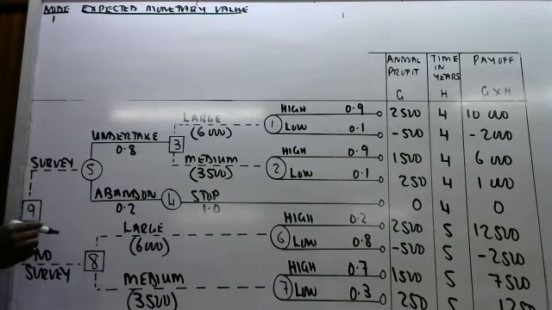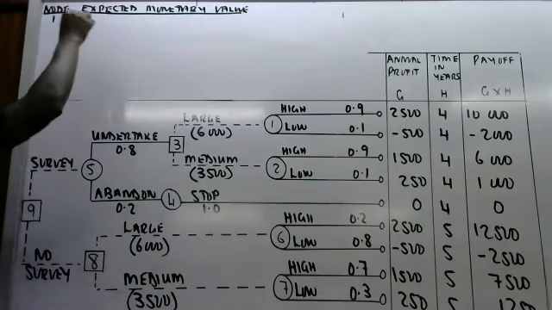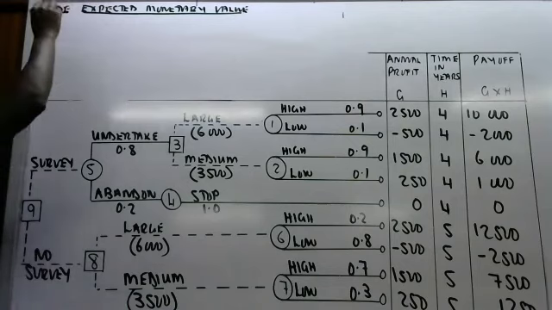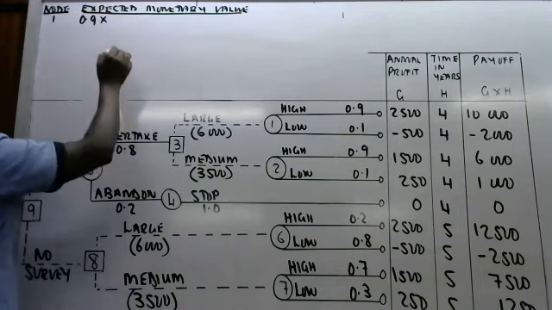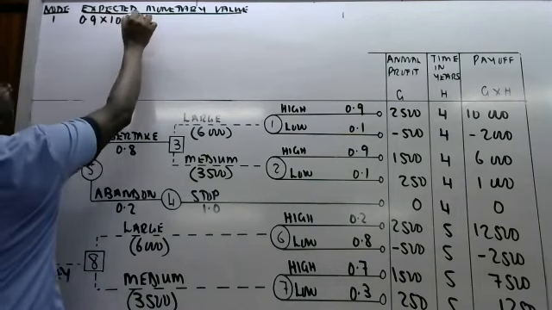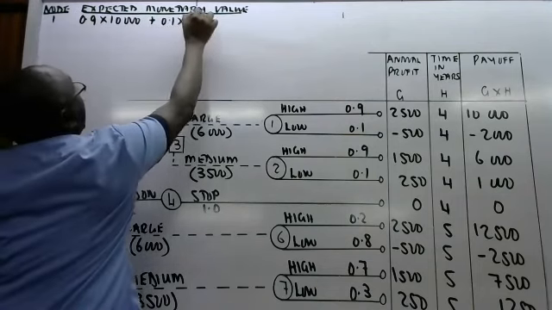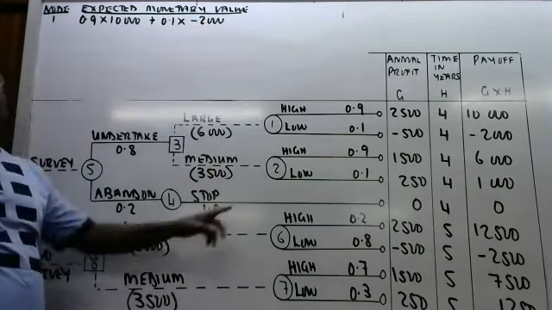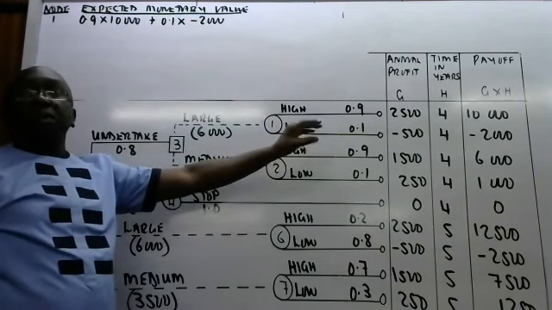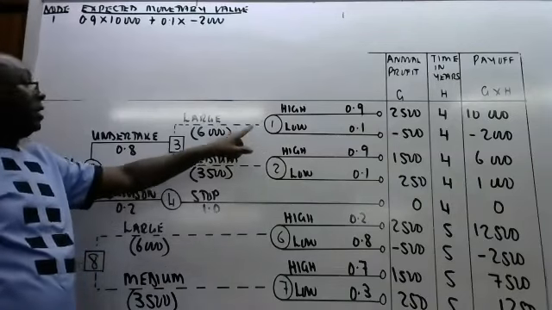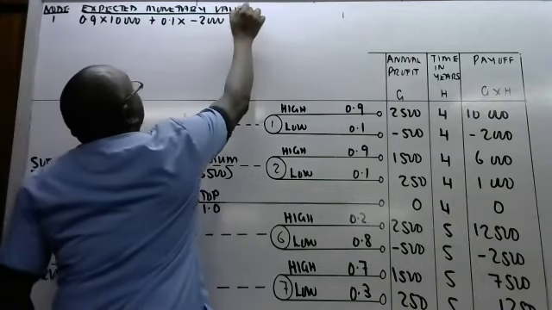For the first one, it is 0.9 times 10,000 plus 0.1 times minus 2,000. So we are doing it for this one. When you check, the lines going out are complete. So if they are complete, you multiply. And before you write the answer, if the line coming in has a cost, like this one, you subtract. So you minus 6,000.